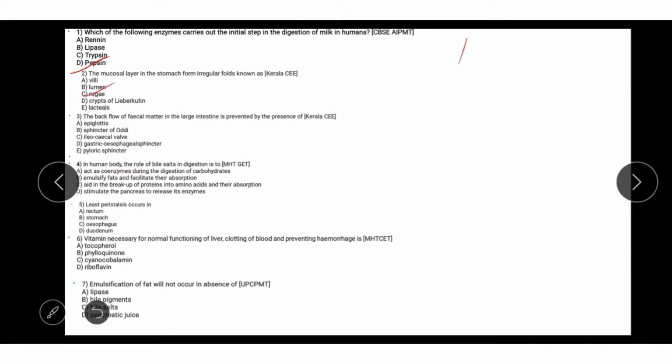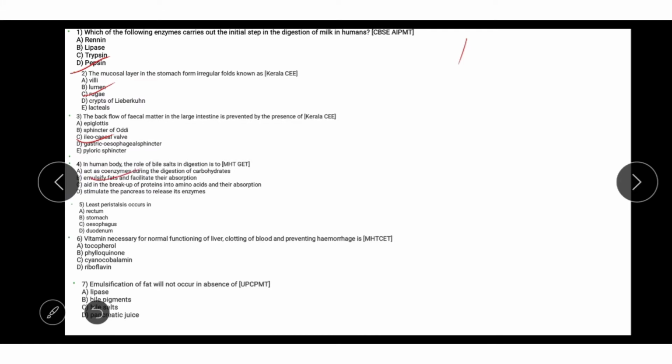Third question. The backflow of fecal matter in the large intestine is prevented by the presence of the ileocecal valve, which is the third option. Now fourth. In the human body, the role of bile salts in digestion is to emulsify fat and facilitate their absorption, which is B.